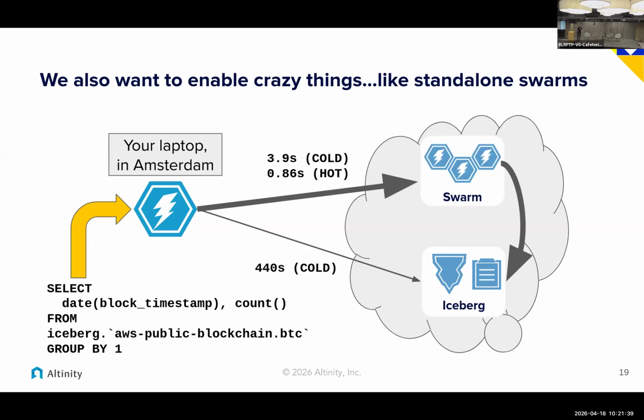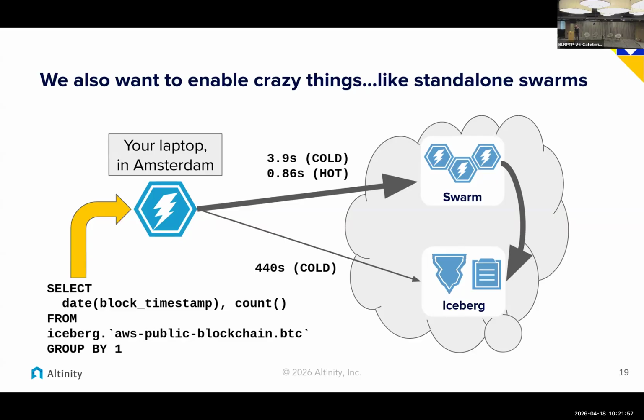But now I can just run ClickHouse local, give ClickHouse local access to a swarm cluster with as many nodes as I need, 16, 32, 64 nodes, each with their own pipeline to S3, and I can run my query really fast directly from my laptop.